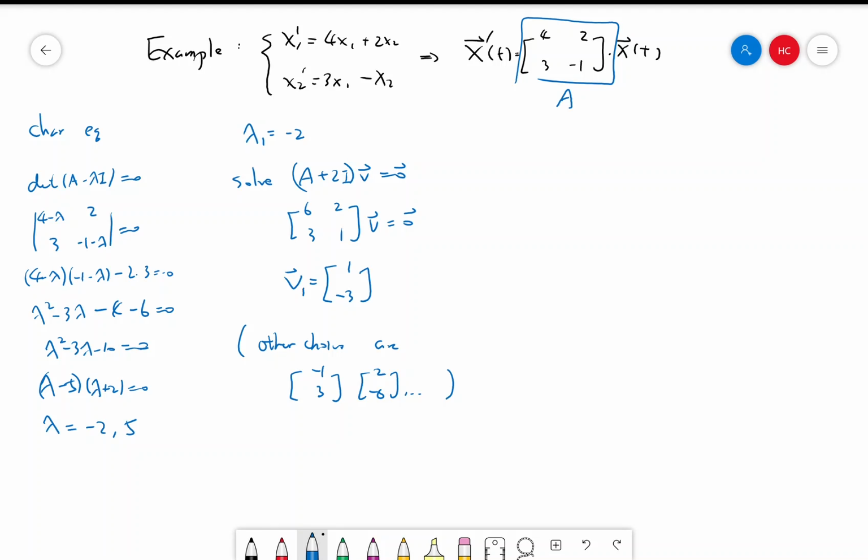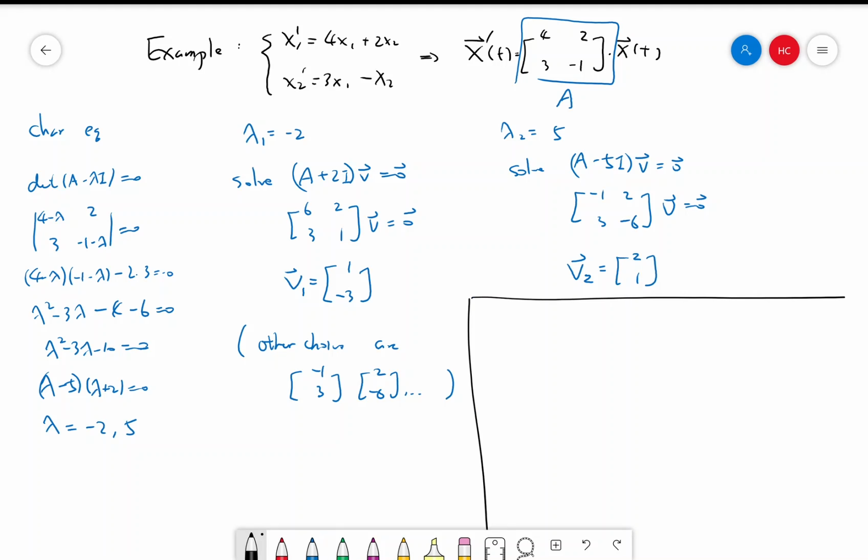So that's our v1. For lambda 2, which is 5, we solve (A minus 5I) times v equal to 0. That's [negative 1, 2; 3, negative 6] times v equal to 0. So we choose v2 to be (2, 1). It's the most convenient choice. Again, there are many other choices, but that's the most convenient one.